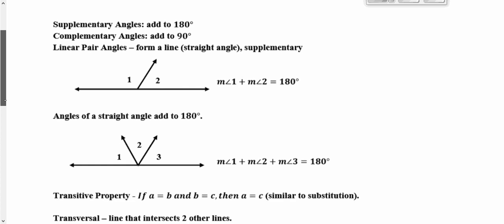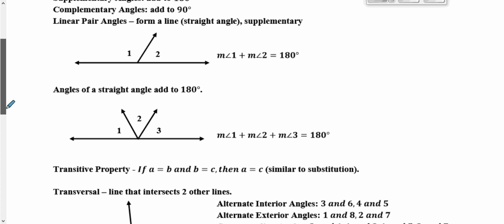Now, if we have more than a pair of them that do that, we can't really call them a linear pair because in this case, how many are there? 3 of them, right? So what we do is we call these angles of a straight angle, right? A straight angle is a 180-degree angle, a line. So angles of a straight angle add to 180 degrees. So in this case, angle 1 plus angle 2 plus angle 3 equals 180 degrees, all right?